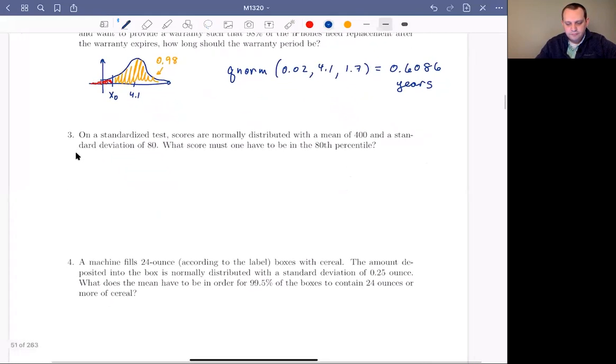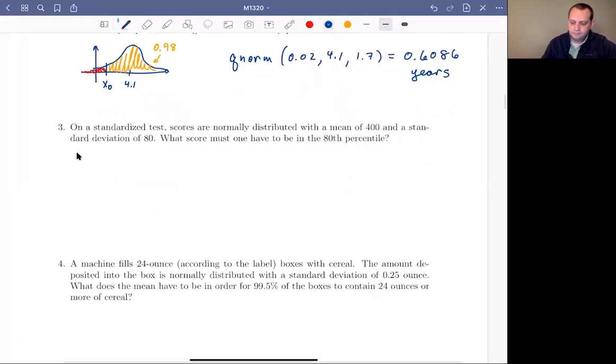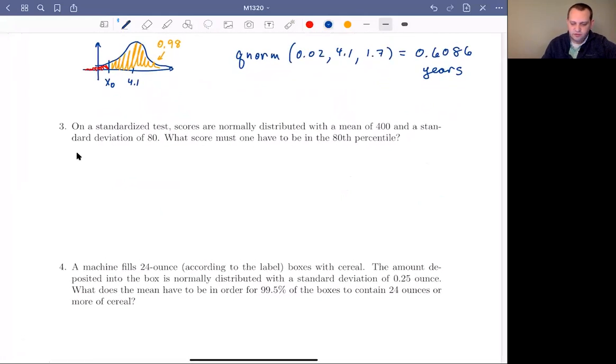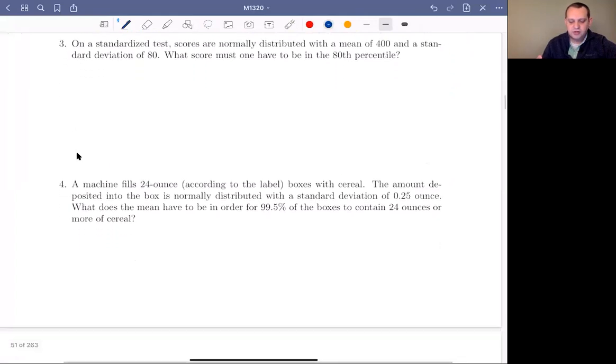All right, number 3. This is just a straightforward standalone question here. Suppose that you have a standardized test. This is actually modeled after the SAT, which is normally distributed with a mean of 400 and a standard deviation of 80. So what score do you have to get to be in the 80th percentile? What it means to be in the 80th percentile is that you score better than 80% of any randomly selected person. So here our mean is 400.